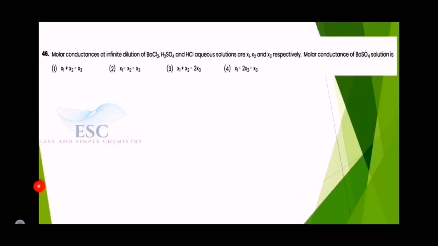The 46th question: the molar conductance at infinite dilution of barium chloride, sulfuric acid and HCl aqueous solutions are X1, X2 and X3 respectively. The molar conductance of barium sulfate solution is, so those are the options. See the question clearly. This is X1, this is X2 and this is X3.